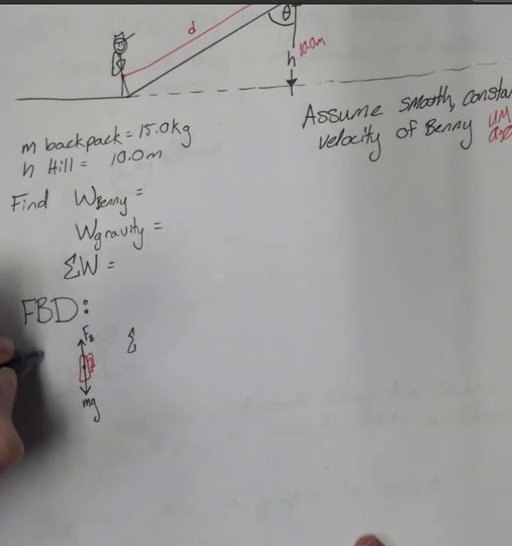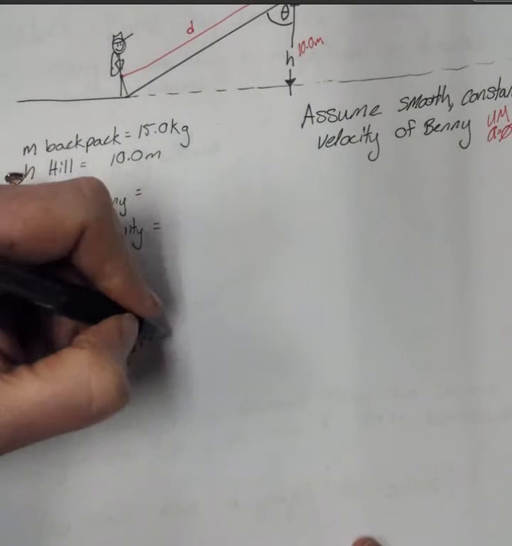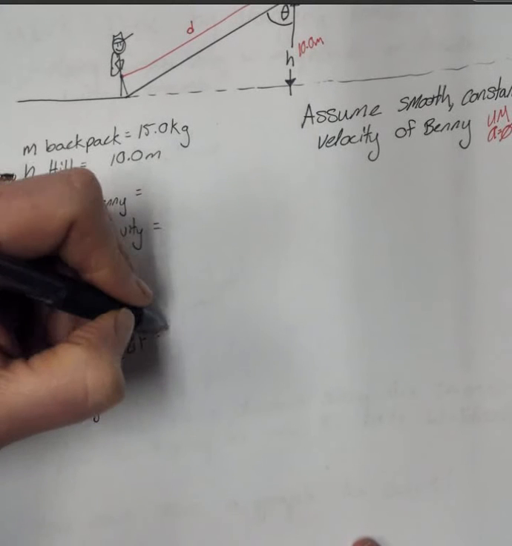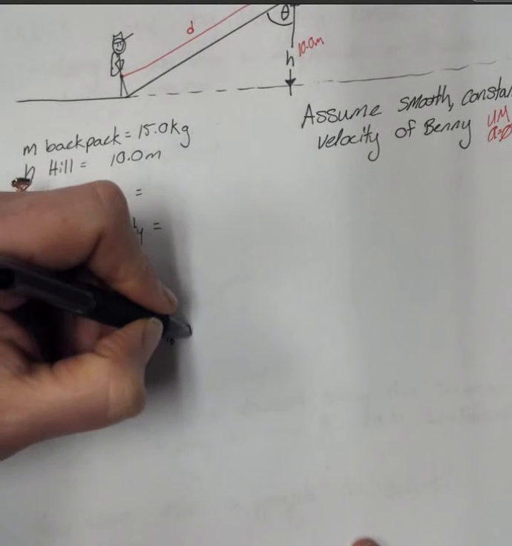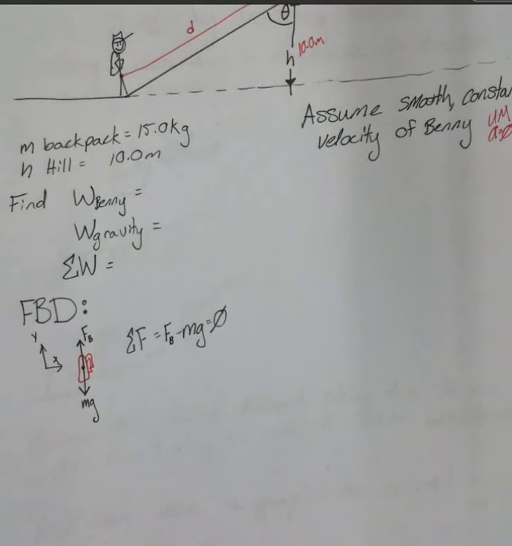We're going to set, in this one, we're just going to say that up is y, forward is x. And we're going to say that the net force in this situation is the force of Benny minus the weight of the backpack equals 0. There's no net force. Benny is moving with uniform motion. He is not accelerating upward or downward because he did not fall off of this cliff. So now, let's consider the relationship between Benny's force and the displacement.